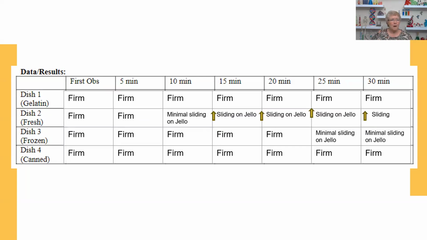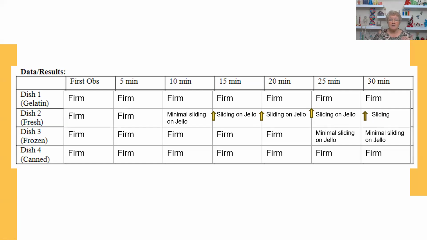Now, this is what my results were. So my control was just the gelatin, stayed firm the whole time. So did my canned. It stayed firm the whole time. I had the most obvious effects in the one that was fresh pineapple. Now, Bethany got different results. Her canned was the most, and it sank down in, and then her fresh sank down in next to that.